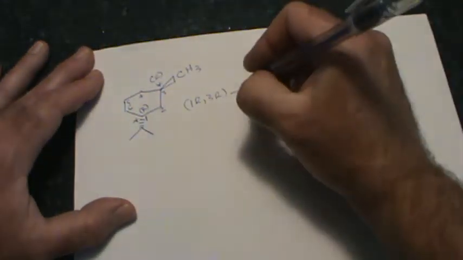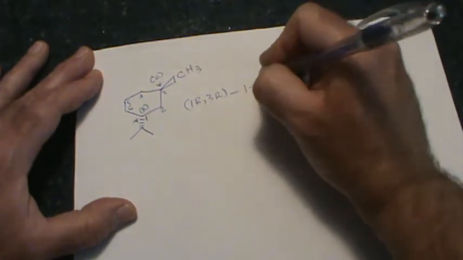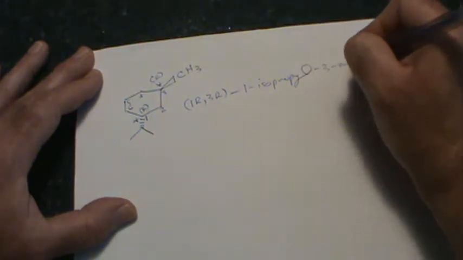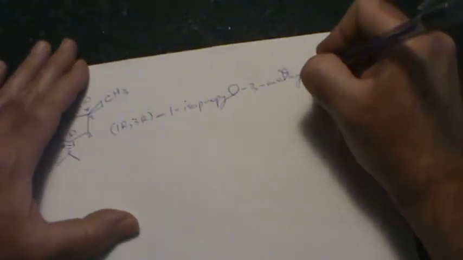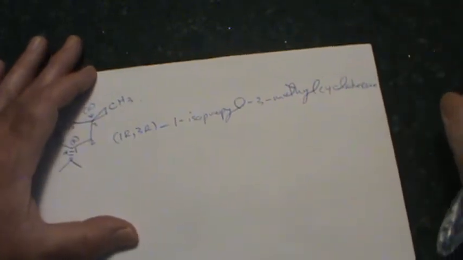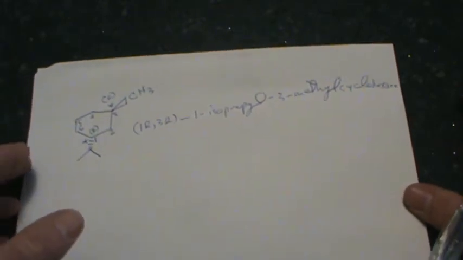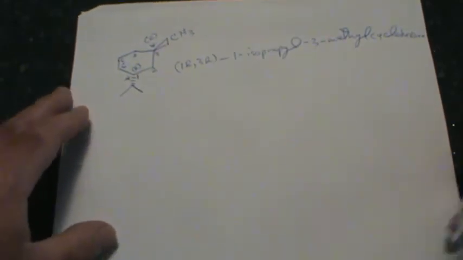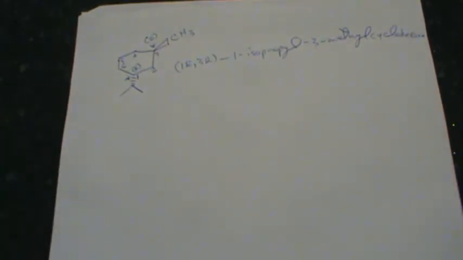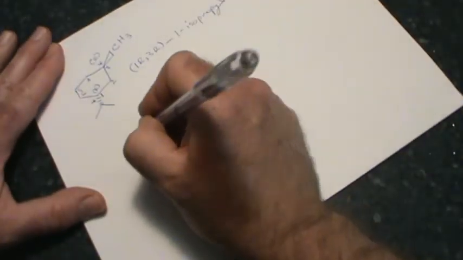The 1R, 3R, 1 isopropyl, 3 methyl cyclohexane. The 1R, 3R, 1 isopropyl, 3 methyl cyclohexane. There's the name. Now our job is going to be to draw this compound in its two chair forms and decide which of those chair forms is most stable and which is least stable. This one's going to be a little bit different than others we've seen. Let's give it a shot.